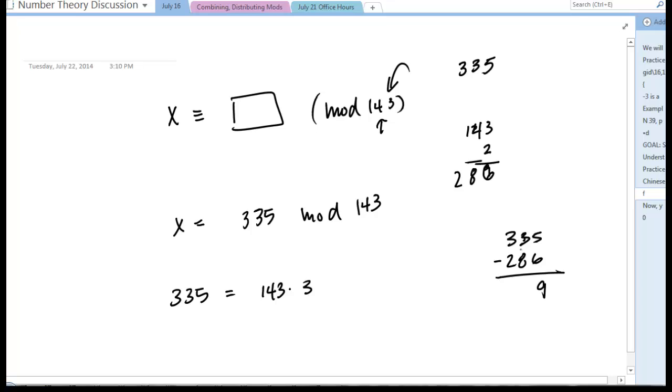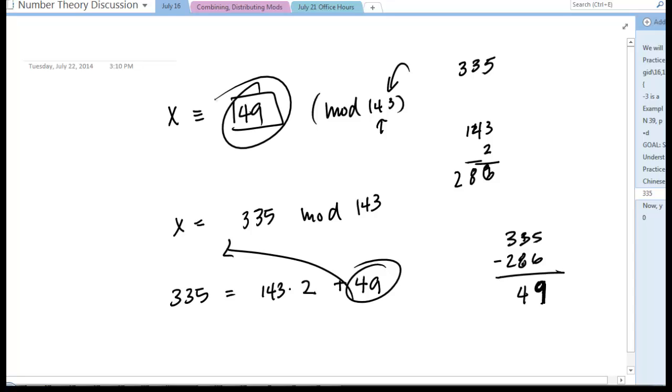That's 49. Good. I'm not very good at arithmetic. 143 times 2 plus 49. So this tells me that x is congruent to 49 mod 143. And so that's how I knew it was 49. But I had my little spreadsheet up, so I did it pretty quick.